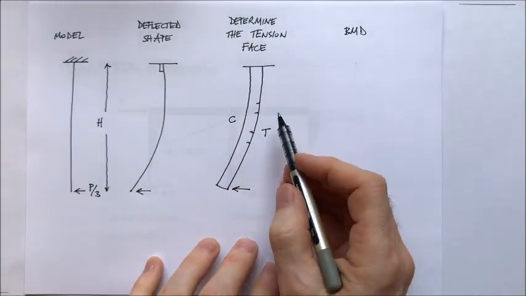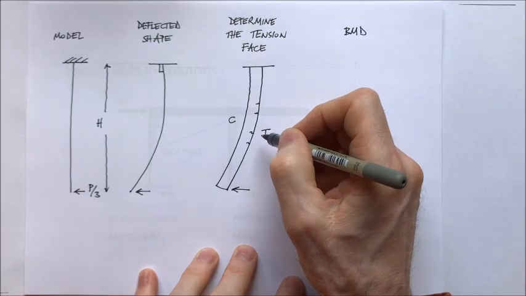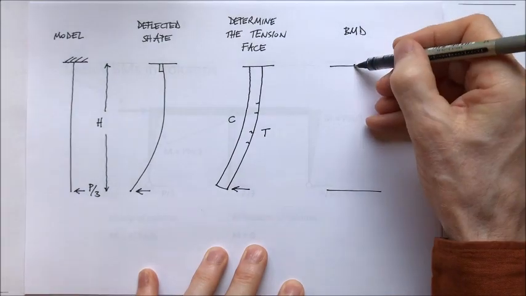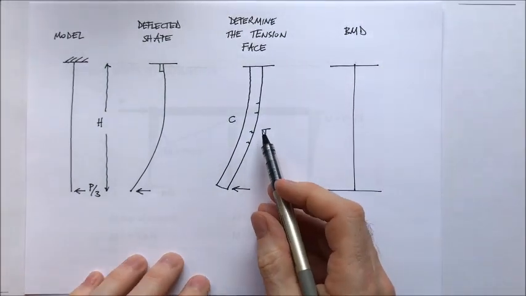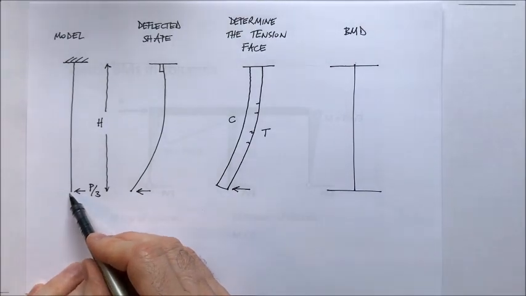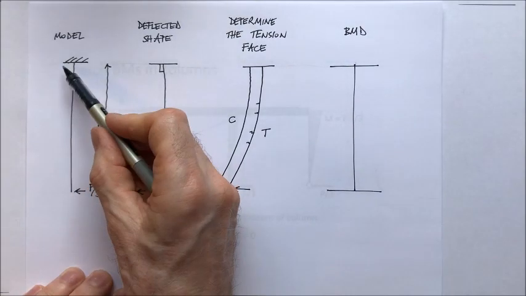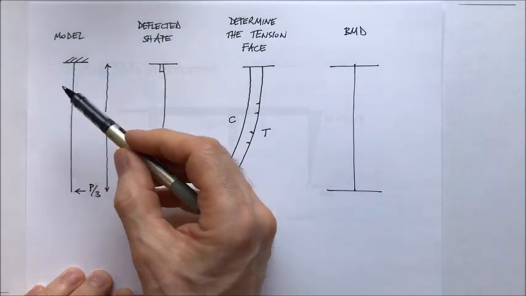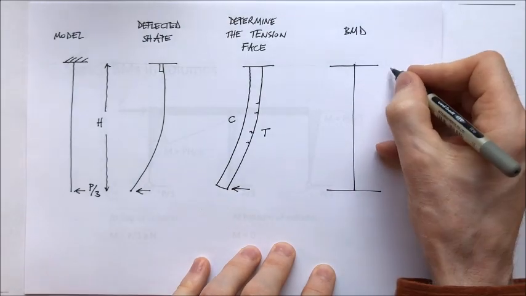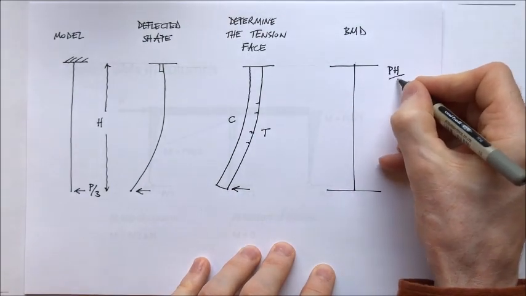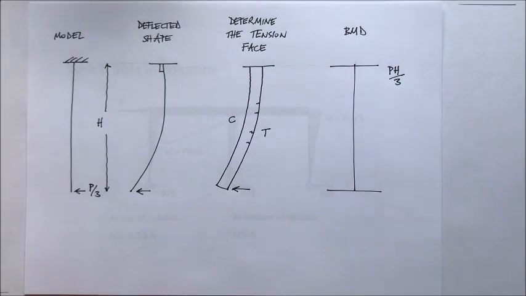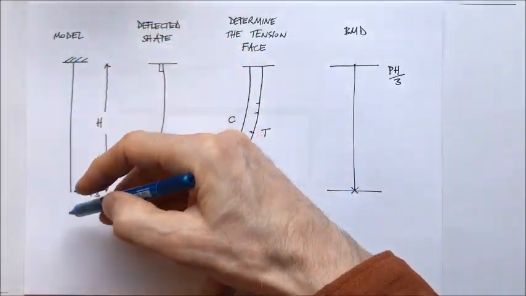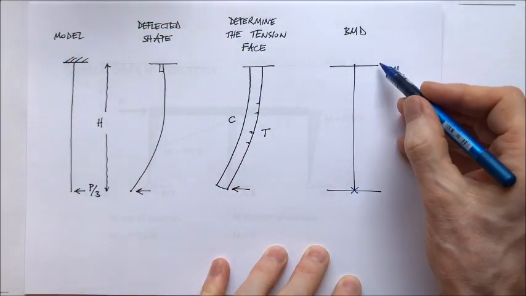I know we're going slowly, but I always draw my bending moment on the tension face. And when I draw my bending moment diagram, I'm really interested to know where the tension face is. In fact, the bending moment is going to be 0 at the end of a cantilever, and it's going to be a maximum of force times distance, so P over 3 times H at the root of the cantilever. So the bending moment is going to be PH over 3. We know that the bending moment is going to start at 0 at the end of the cantilever, and it's going to be a maximum of PH over 3 at the top.